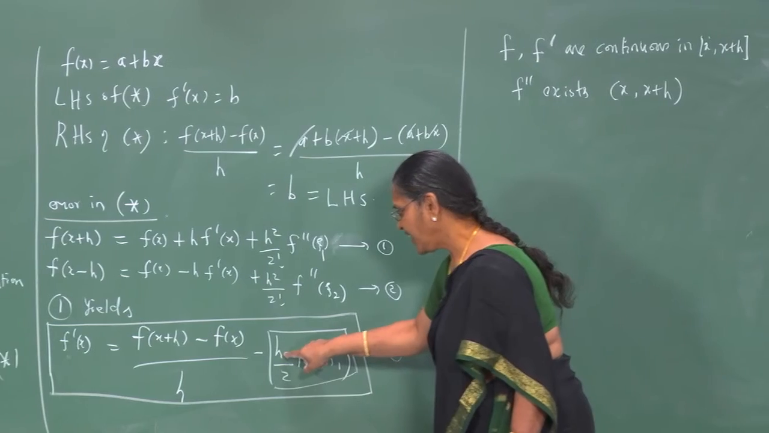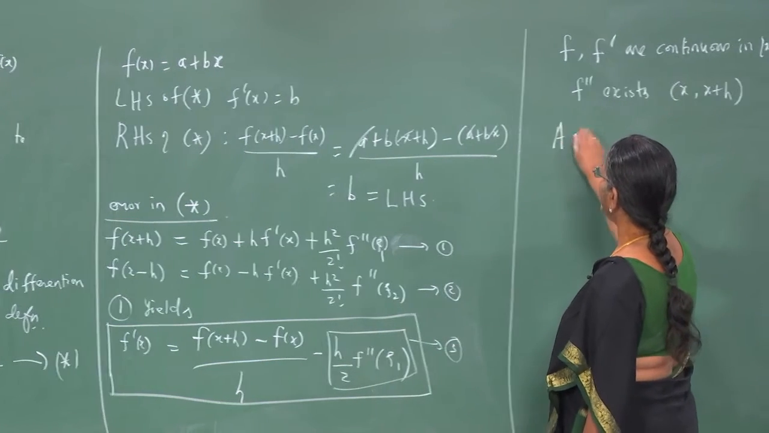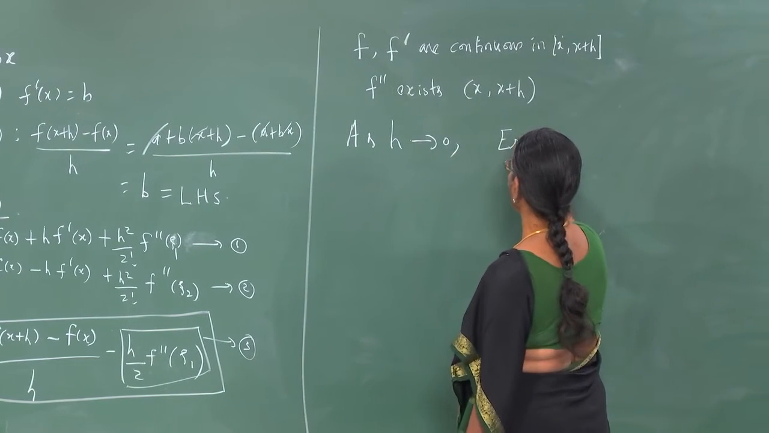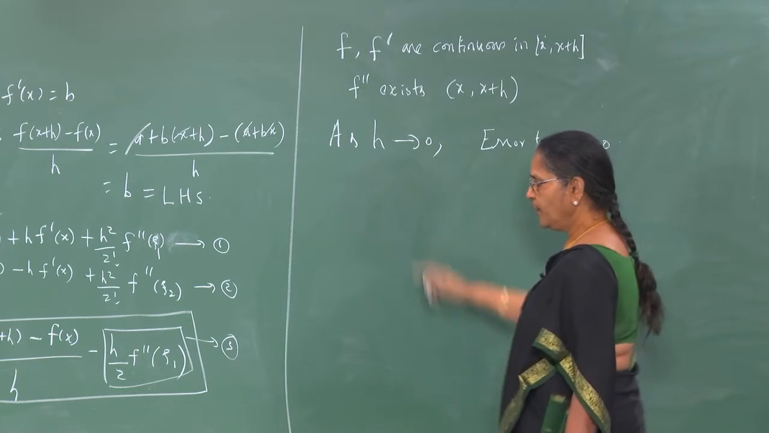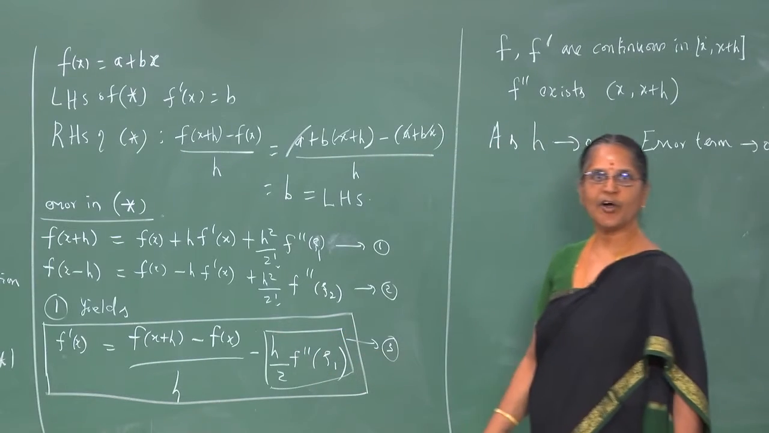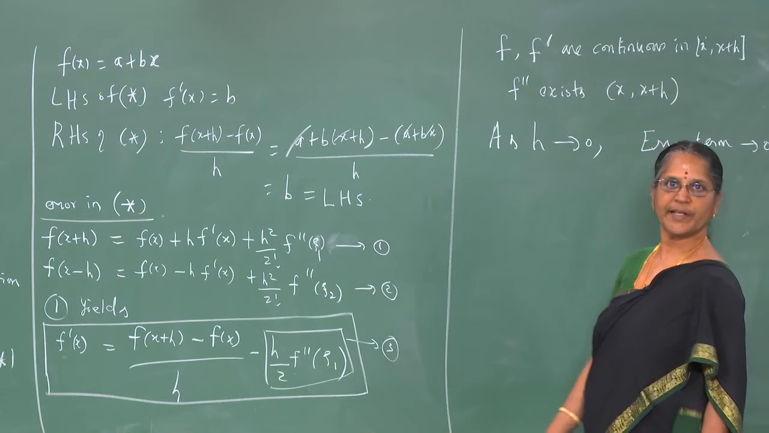Then what about this factor h? That tells me what happens as h goes to 0. As h goes to 0, the error term goes to 0. So, this gives me the order of accuracy of the formula that is used in the estimation.